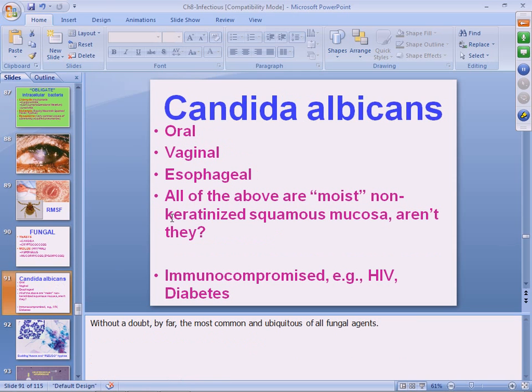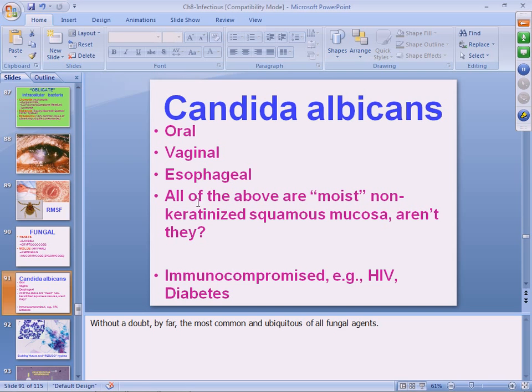Candida albicans, ubiquitous. It's basically on all of us. And if we become, for some reason, immunocompromised or even diabetic, and we yield to a candidal infection, it'll most likely be in a part of our body that has a non-keratinized, stratified squamous lining. Oral cavity, vagina, esophagus. That's the one common feature for most of the candidal infections. And you also notice that these are moist as well.